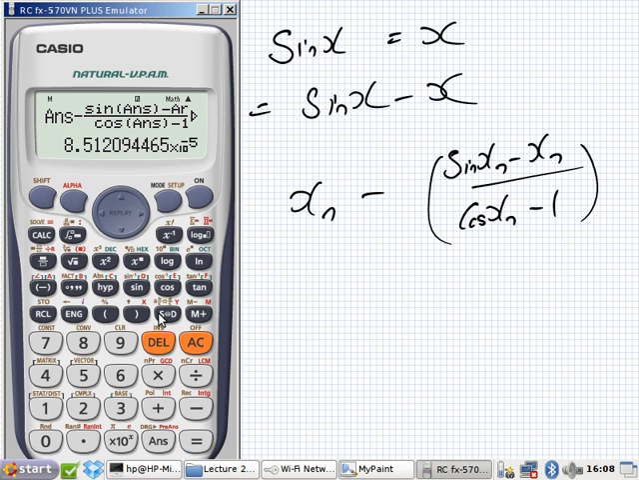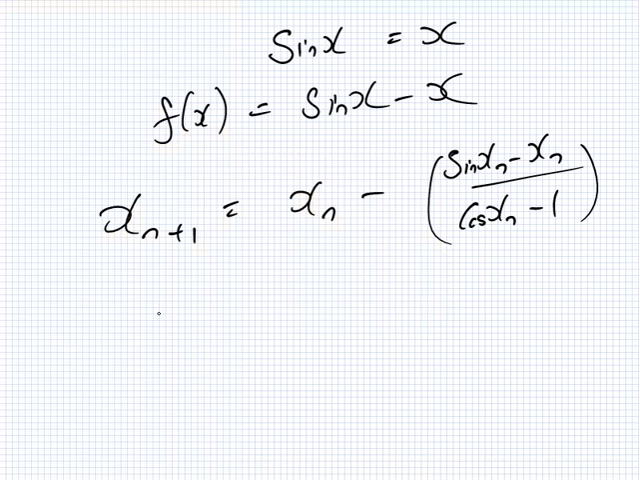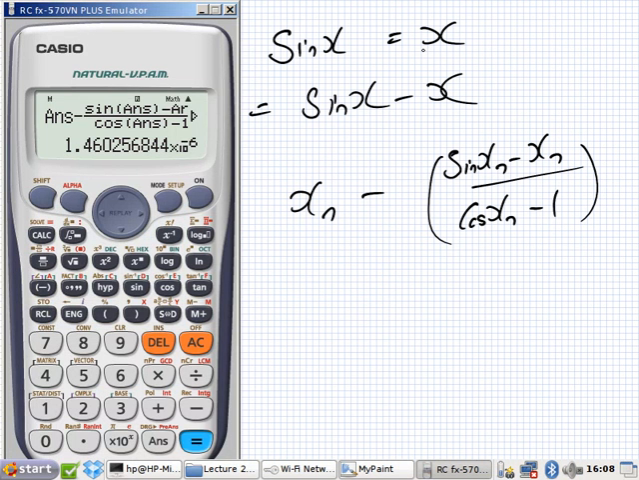What's happening? What's it going to be? Think about it. What should the solution be? 0, because sine 0 is 0. So 0 is going to be the solution. And you can see I'm getting closer and closer to 0.